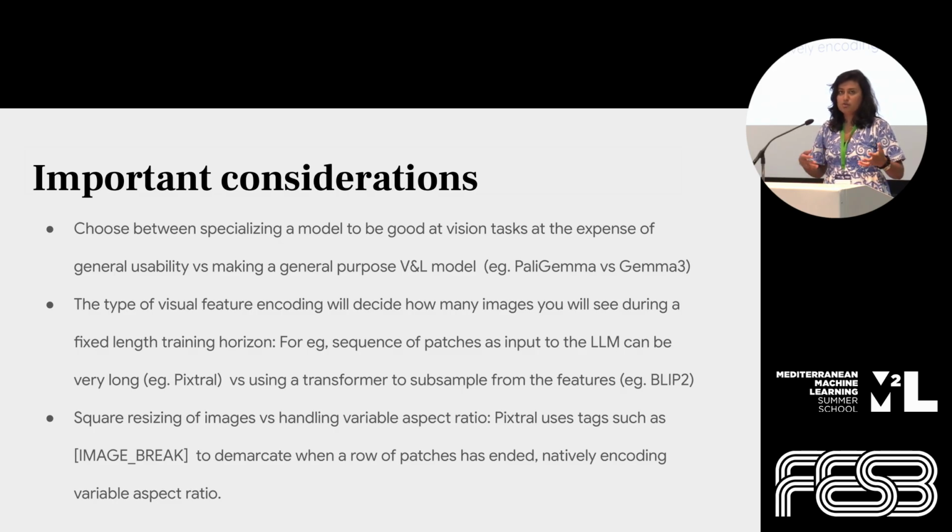And so being careful about handling aspect ratio well is quite important. Pixtral, for example, adds image breaks. So you have a whole row of image patches from your image, and then it tells the model there's a break because this is where the first row ends. And so no matter what orientation or aspect ratio you provide the image, the model will know where that row ended. And that's a pretty smart way to handle this.